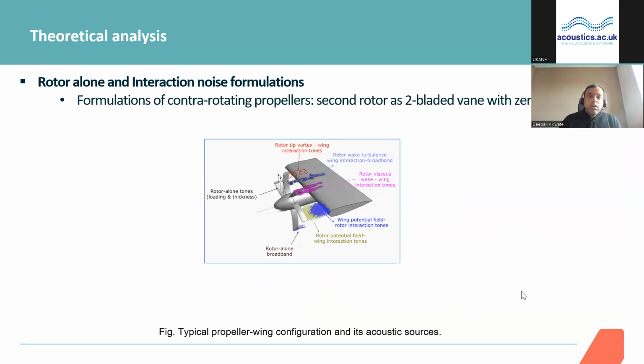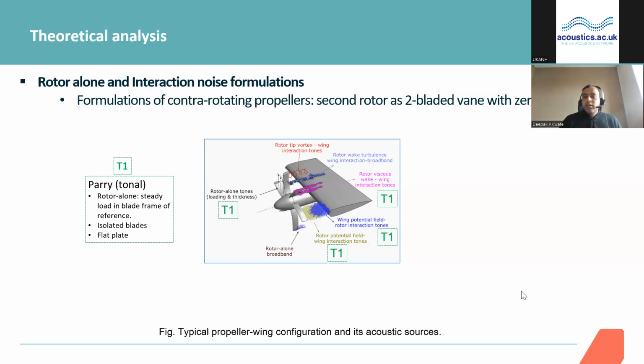There are various types of formulations, but we are trying to use counter-rotating propeller theory, where we assume the second row is a two-bladed row with zero rotational speed. We use this theory because, looking at various literature, we realized that we already have a well-established counter-rotating propeller theory, which is well validated with experiments as well, and that can be used to estimate noise associated with the propeller wing configuration.